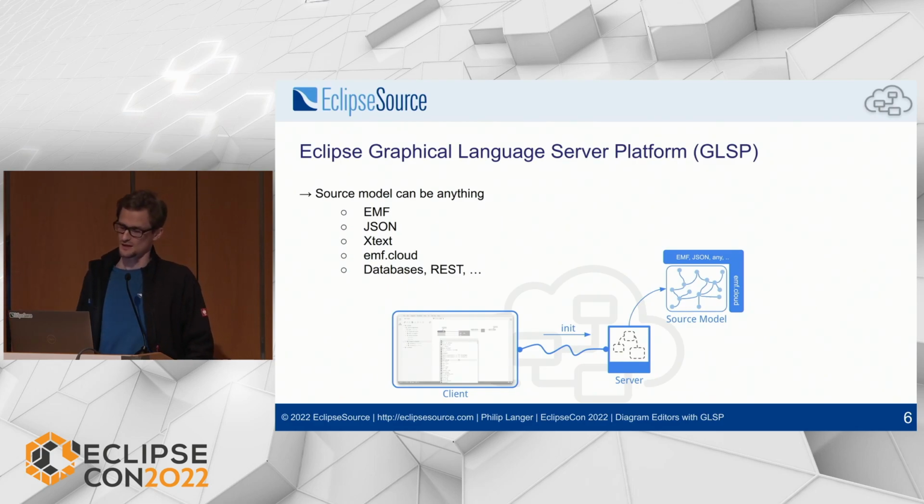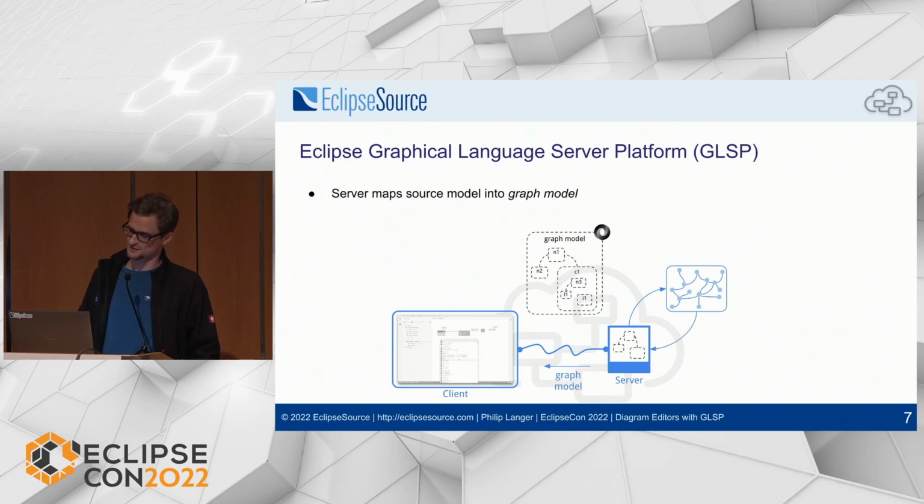Basically, it just needs to provide the information that the server can use to end up creating a so-called graph model, which is sort of like a structural description of how the diagram should look. Rather, not how it should look, but how it should be structured, in terms of there are nodes and edges with types and with attributes and so on, in order to control the behavior of the diagram.